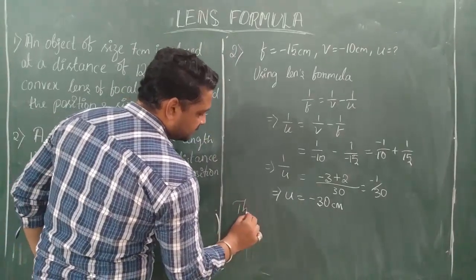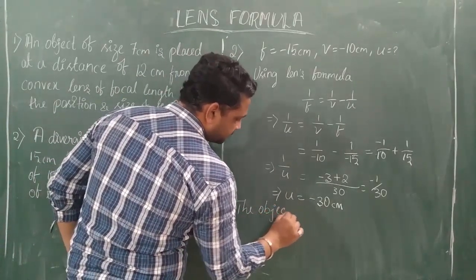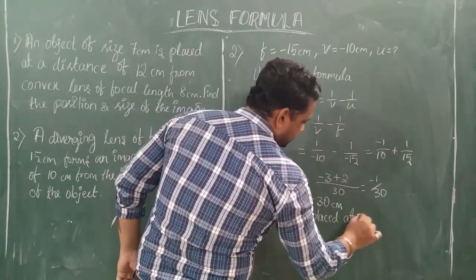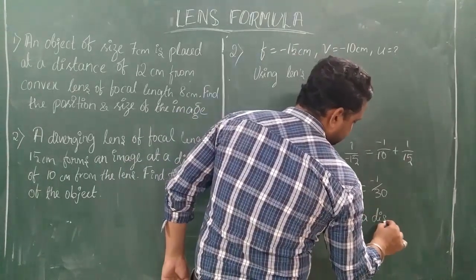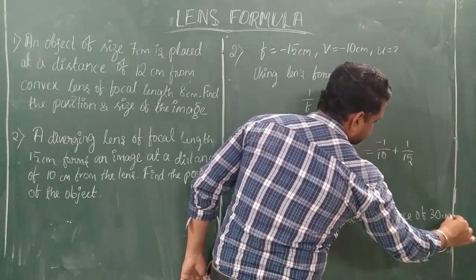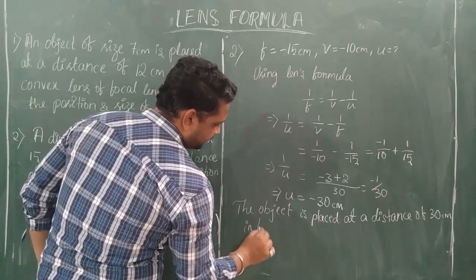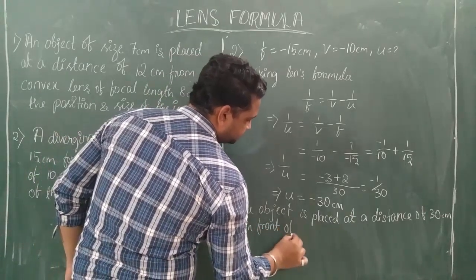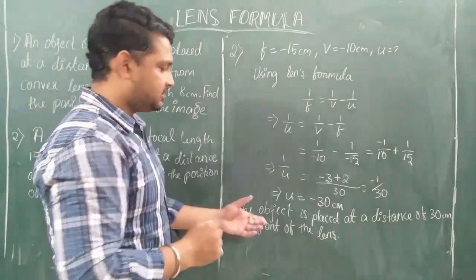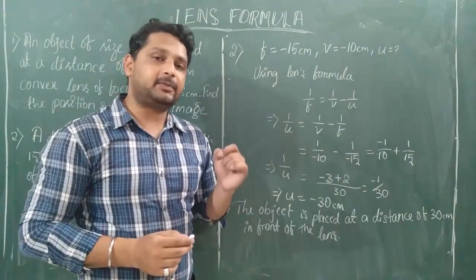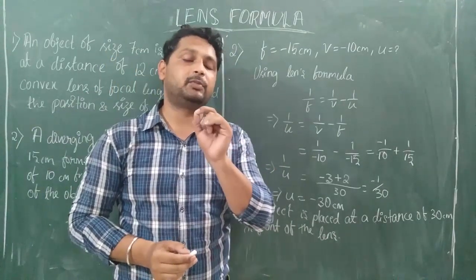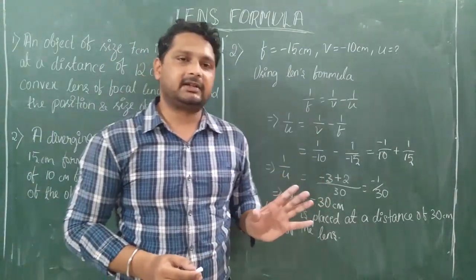So you can write: the object is placed at a distance of 30 centimeter in front of the lens. Okay, so this is the conclusion, and in every numerical problem, either for physics or mathematics, the conclusion is very, very important. So always write it clearly.